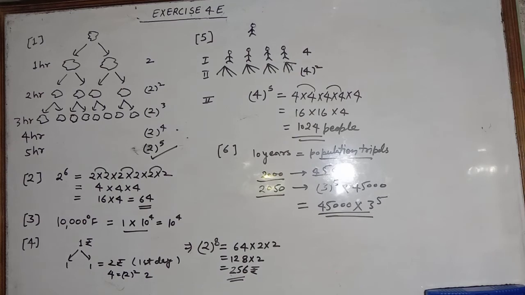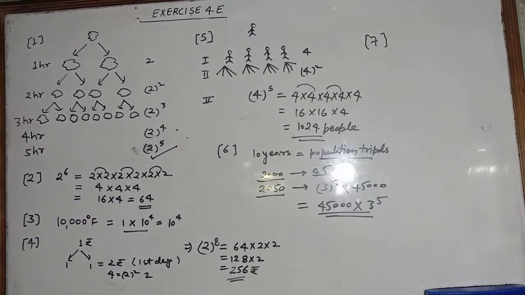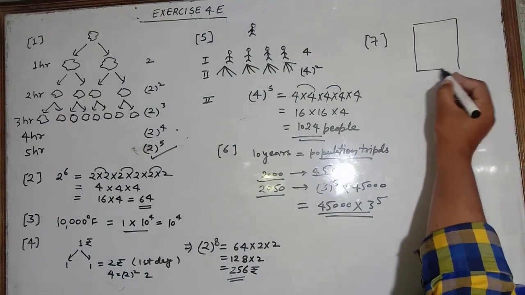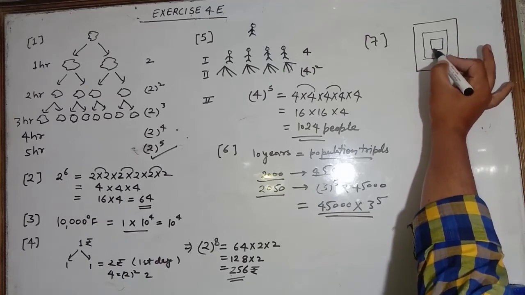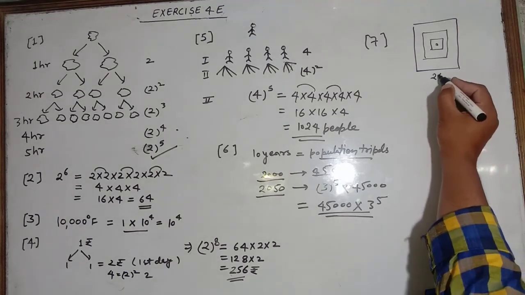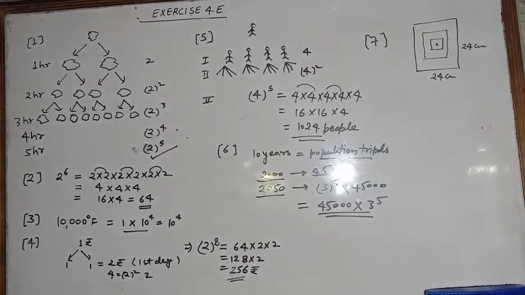Now come to the next question, that is question number 7. A painting is made of 3 concentric squares. Concentric means same center. First square it is, second square it is, and third square it is, and this is the same center for all of these. The side length of the largest square is 24 centimeter. It is a square, so length and height as well will be 24 centimeter only.